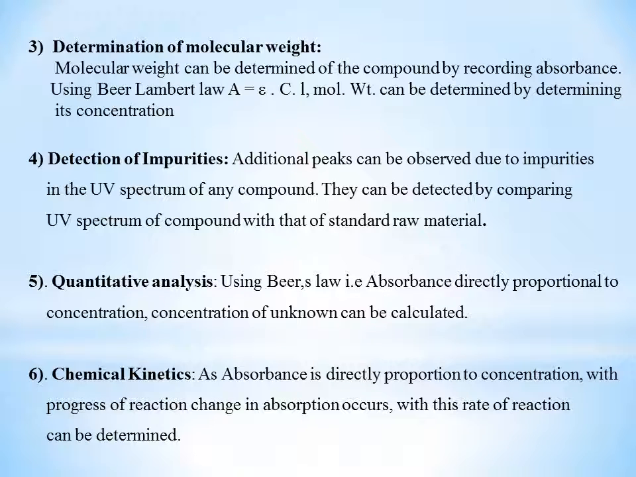Then we took the unknown sample of copper ammonia. Unknown sample means its concentration is what we want to measure. So we measured the absorbance of that unknown copper ammonia complex, and then from the graph we identified the concentration of that unknown sample. This is nothing but quantitative analysis. There we can measure the concentration of any unknown complex or solution.